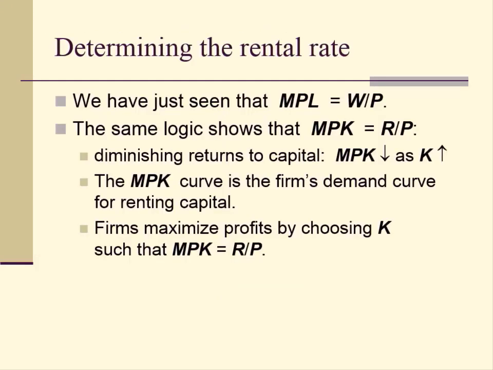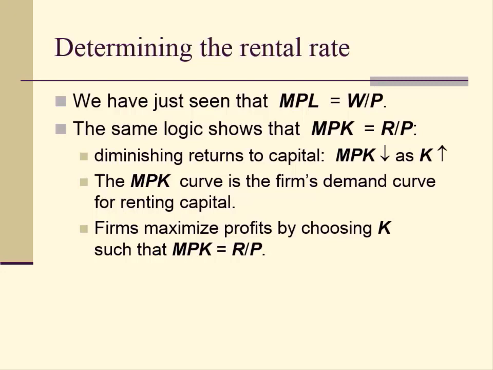Now we have just seen that MPL equals W over P. That is, the marginal product of labor equals the real wage. The same logic shows that MPK equals R over P. That is, the marginal product of capital is equal to the real rental rate, the real cost of renting a unit of capital for one period of time. And similar to labor, it shows diminishing returns to capital. That is, as capital increases, the marginal product of capital falls.